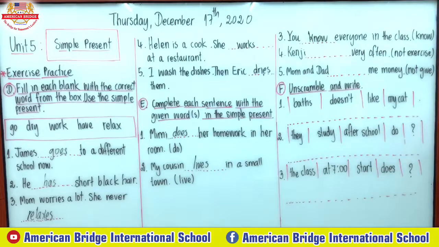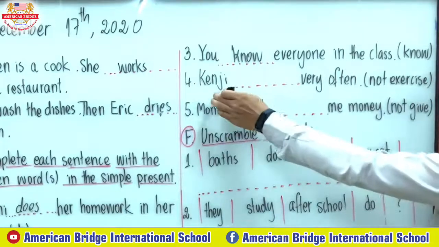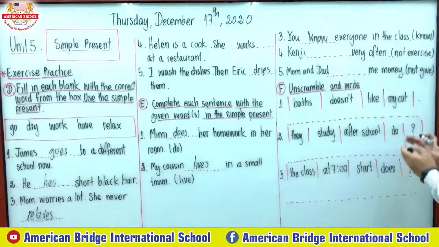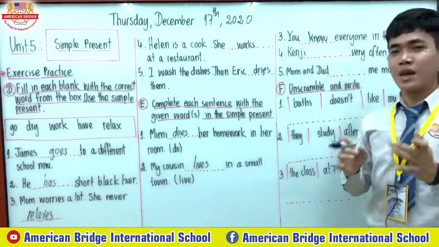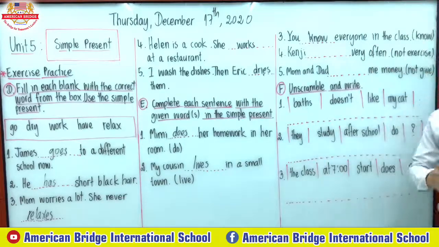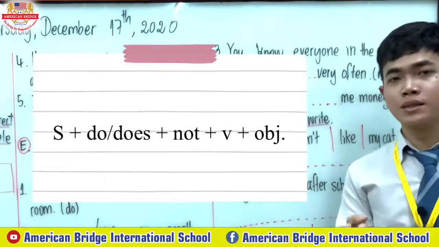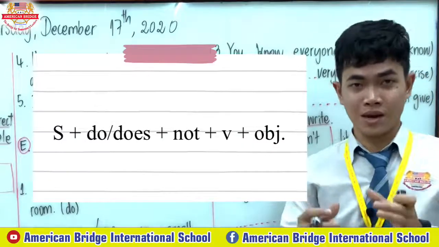Okay, guys, number 4, Kanji. Kanji very often, not exercise, right? So Kanji is the subject in our sentence, and Kanji is also the third person singular subject, and we use it with not exercise. So it is in a negative form, right? Okay, so do you still remember what is the negative form of simple present? So we have subject plus do or does plus not plus verb plus object, right?